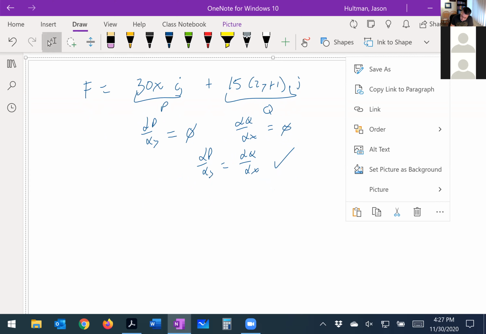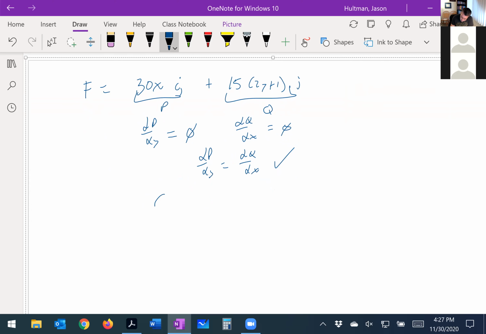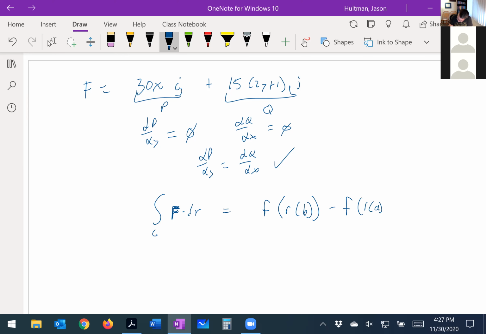Because now what does this tell me? It tells me that I can take this guy and I can rewrite him as the parent function evaluated at r of b minus the parent function evaluated at r of a.